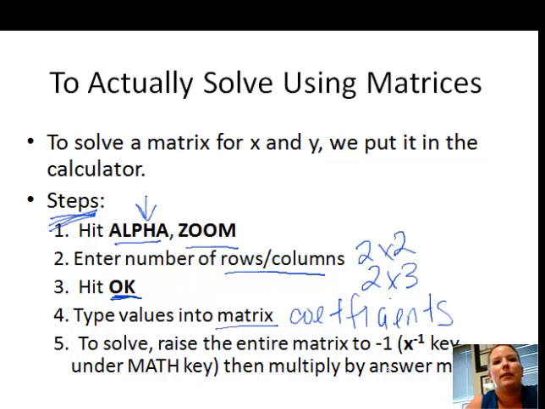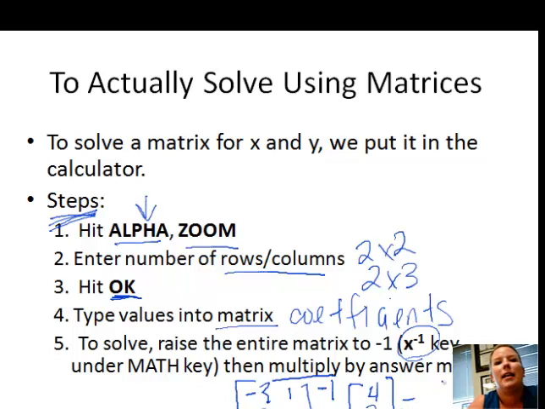Okay, and then we raise it to the negative 1. And the X to the negative 1 key is under the math key. And on top of it, you'll see that there's a little blue word called matrix, and that's your hint that that's the one you need to push. Okay? Then we multiply it by an answer matrix. So for example, it would look something like this. Raised to the negative 1 times 4 and 2.